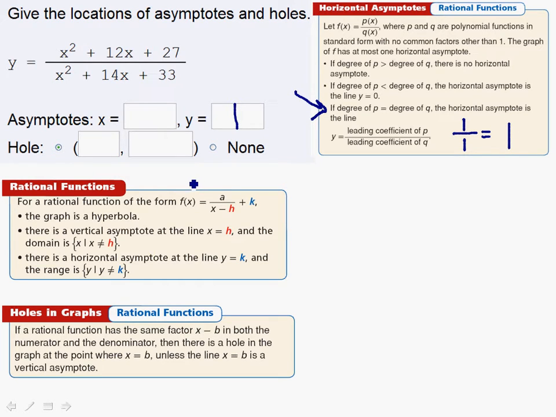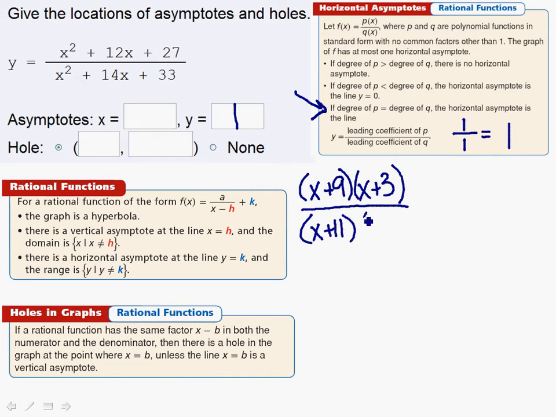Next, we're going to look at the vertical asymptote. In order to do that, we need to simplify the expression. So the top factors into x plus 9 and x plus 3, because 3 times 9 is 27 and 3 plus 9 is 12. Our bottom factors into x plus 11 and x plus 3, because 11 times 3 is 33 and 11 plus 3 is 14.